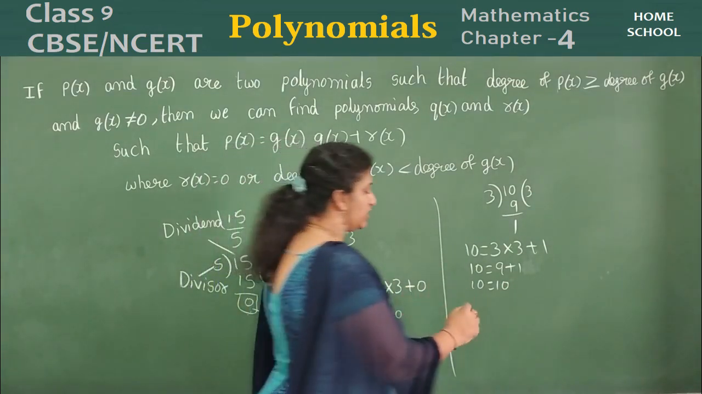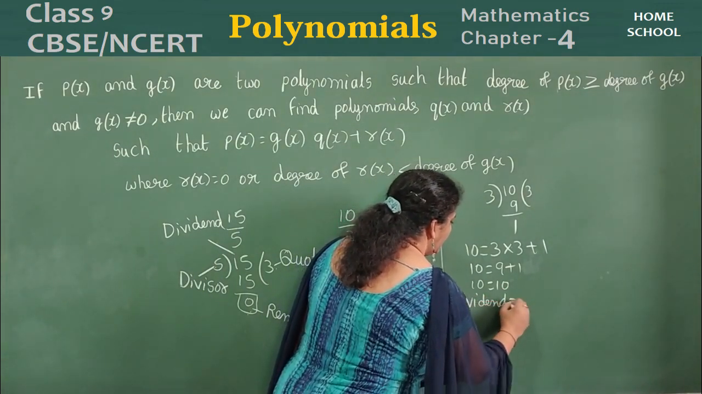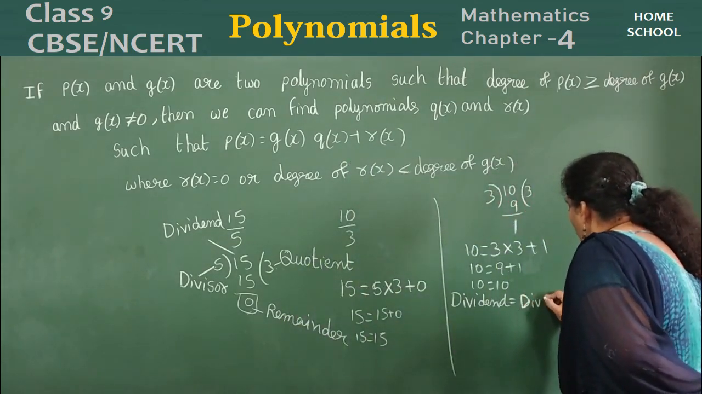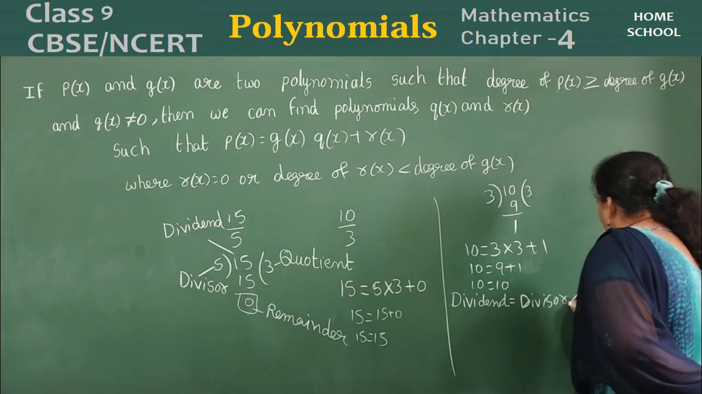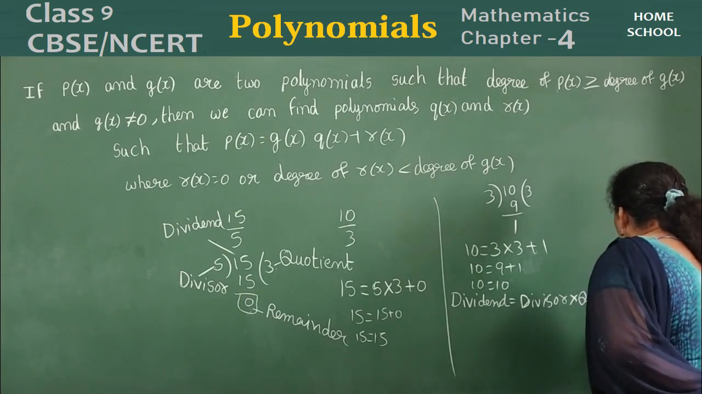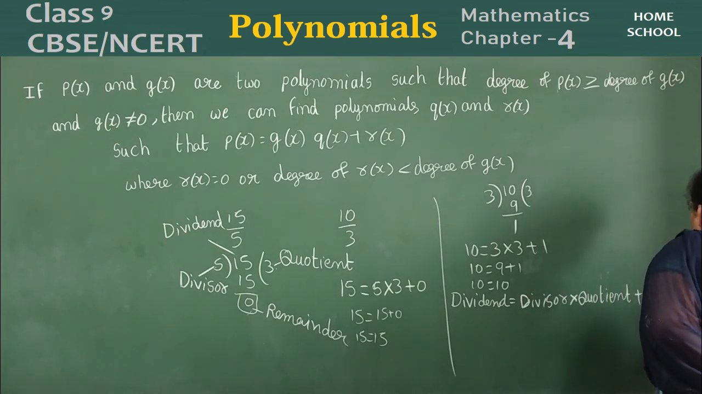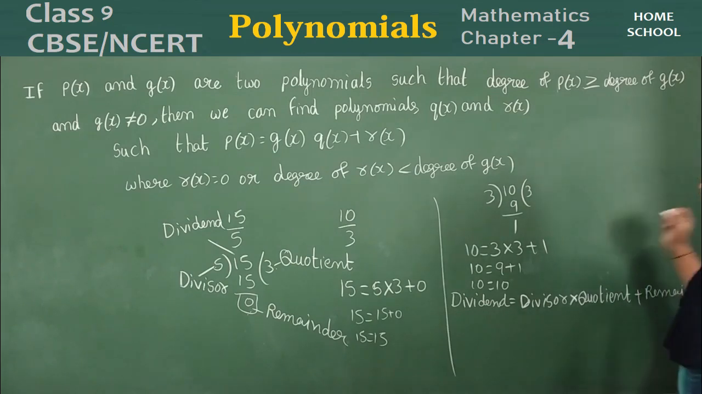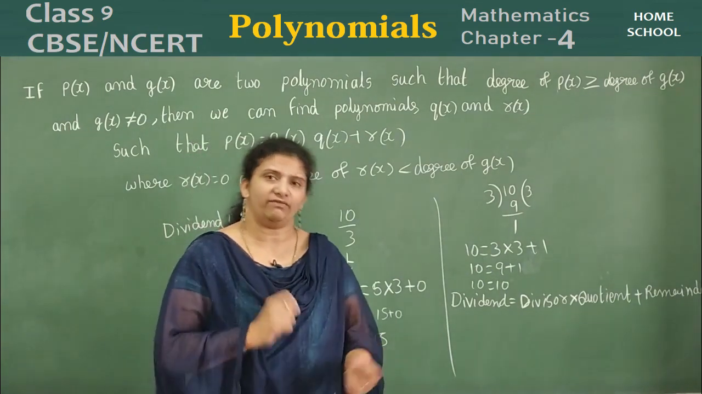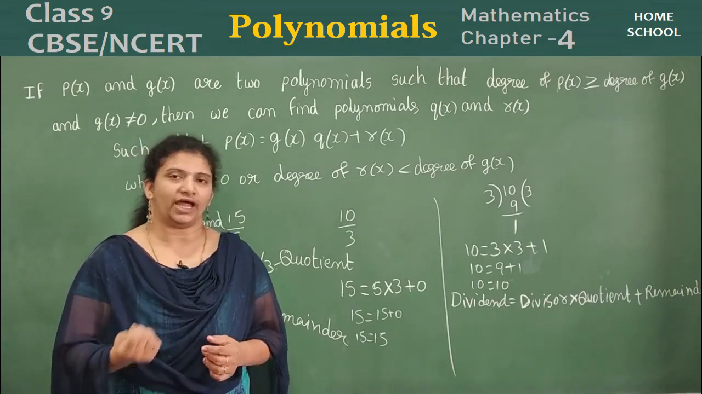How can you remember, children, this one by a statement? Dividend is equal to divisor into quotient plus remainder. Okay, this is a small statement of what we know till now in divisions. If we divide a number with another number, we get a quotient and remainder.